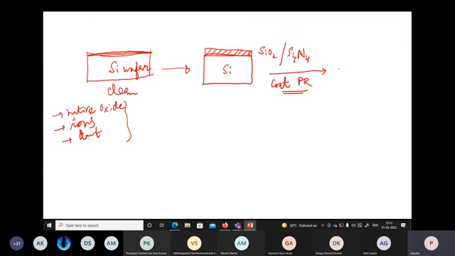This is your silicon wafer, this is your SiO2 or Si3N4 layer. On top of that you coat your photoresist. You put a drop and you spin coat it, you rotate it, so that you end up with a thin layer of photoresist. This thin layer should be uniform, and the thickness of the layer should be optimized, because if it is too thick there will be consequences, and if it is too thin there will be consequences.